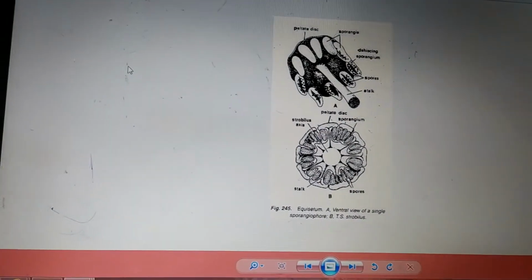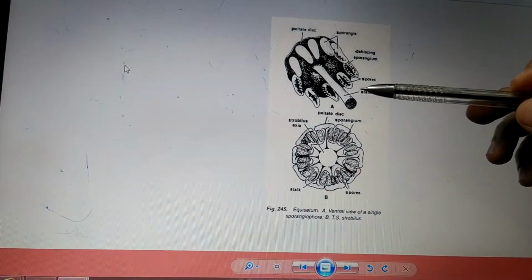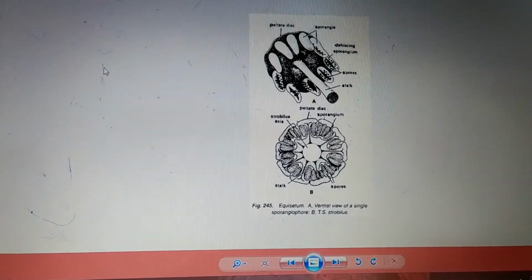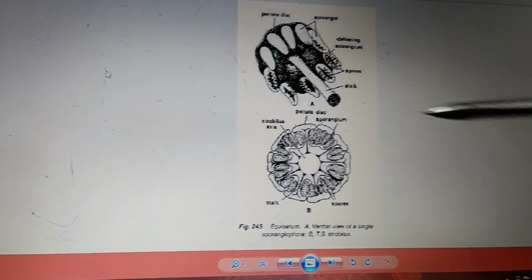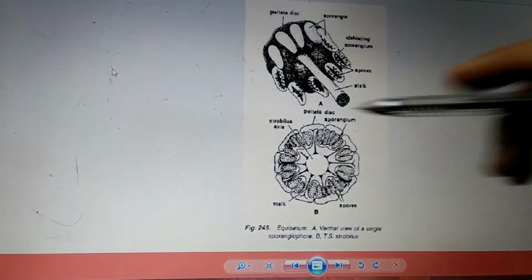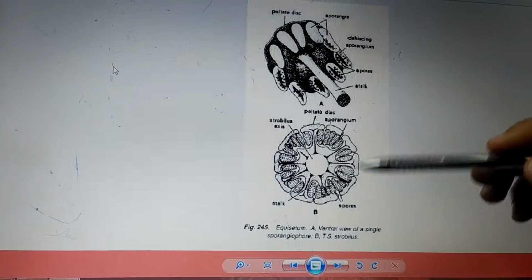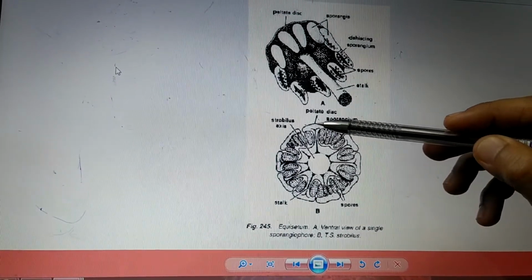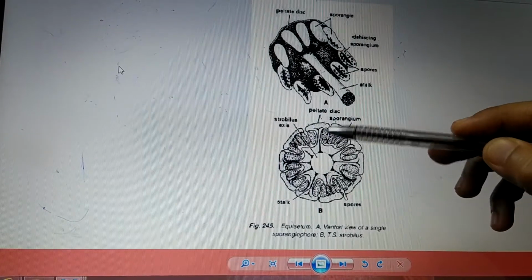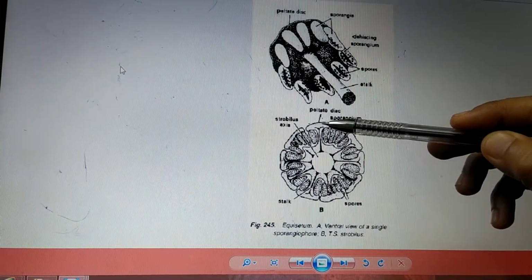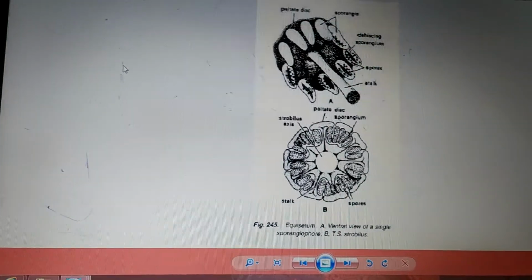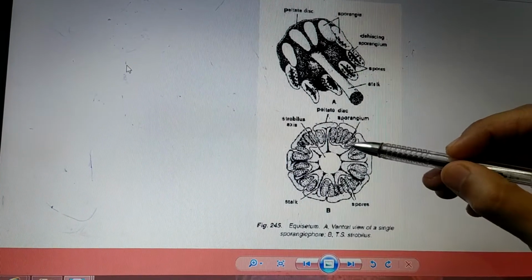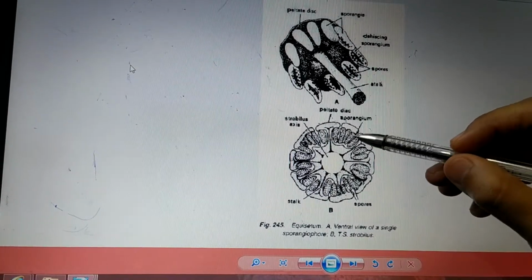And this is how the ventral view of a single sporangiophore looks, and this is the transverse section of the strobilus. We have the central axis called strobilus axis. In the transverse section we have this picture. This is what I was speaking of, a T-shaped or umbrella-shaped structure called sporangiophore. The extended part of this sporangiophore is called peltate disc. On the inner side it has this elongated sac-like structure called sporangium.